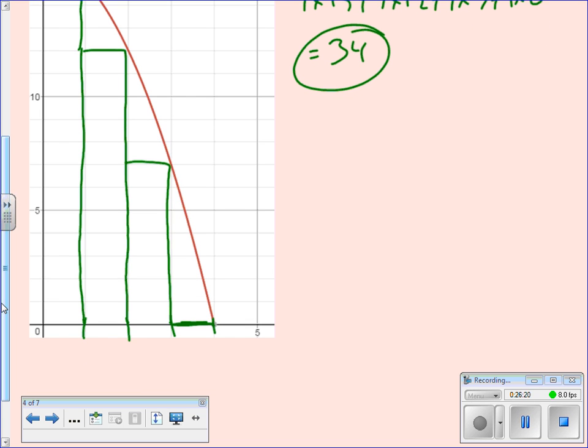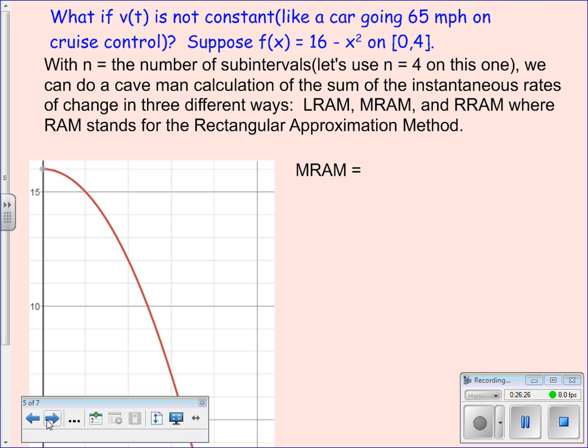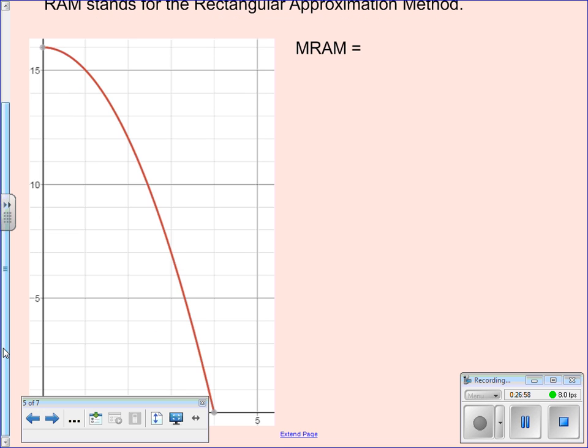Okay, are we good with RAMs? You understand RAM? Okay. Now comes the fun one, the one that's just a bit more difficult, the one you're probably going to want a calculator to help you out with. It does not need to be a graphing calculator, but you're going to want to use a calculator for some of these numbers. It's the same idea, only instead of the left-hand side or the right-hand side, you want to go up the middle. So I still divide it into the same number of subintervals.